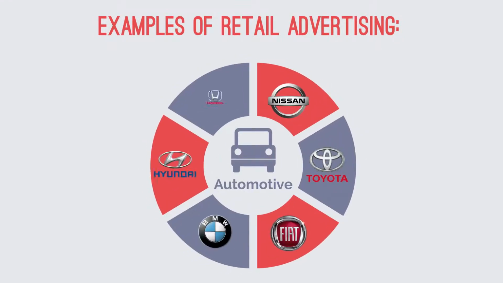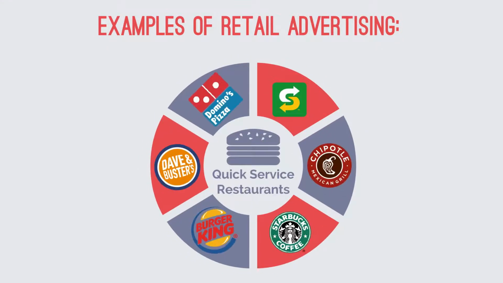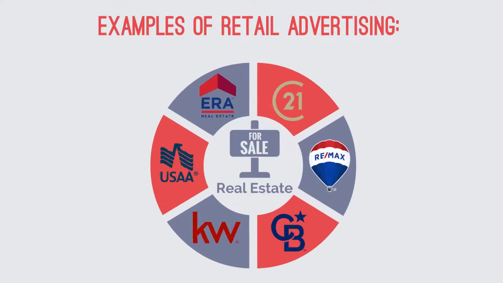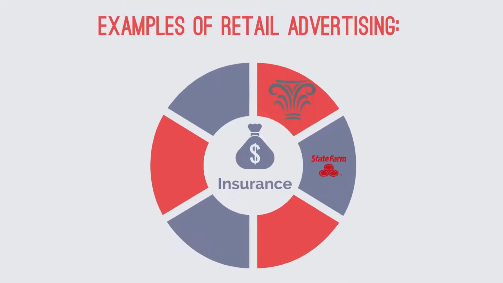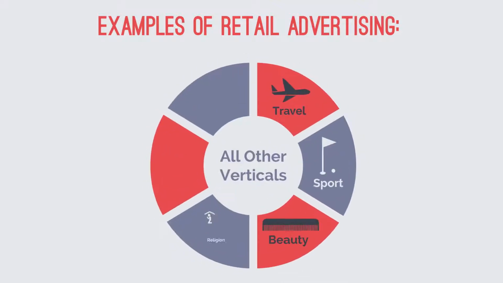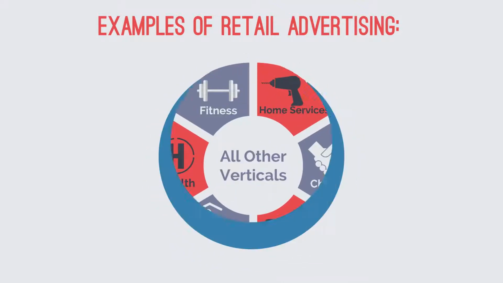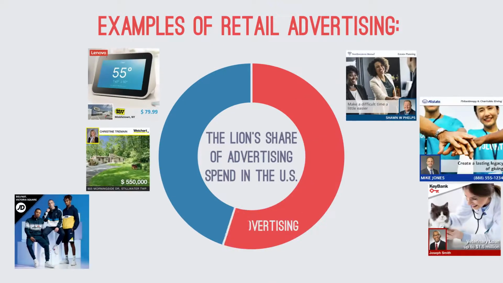Examples of entities that require retail advertising include automotive dealerships, quick service restaurants, real estate brokers, retail stores, bank branches, financial advisors and agents, and entities in all other verticals of advertising. In fact, retail advertising comprises the lion's share of advertising spend in the U.S.